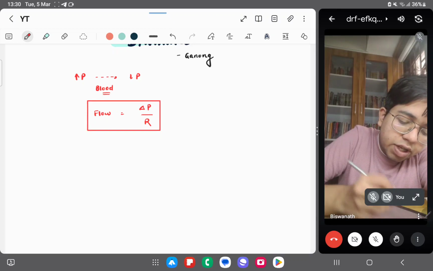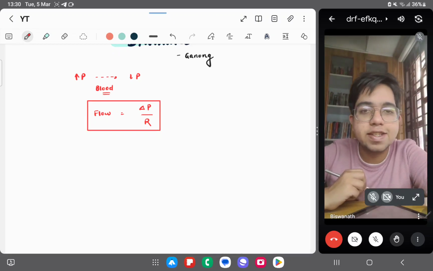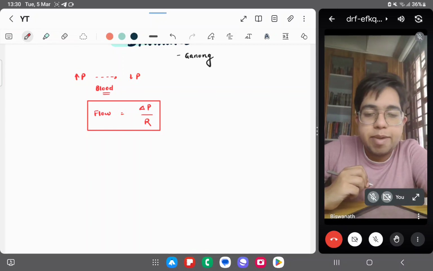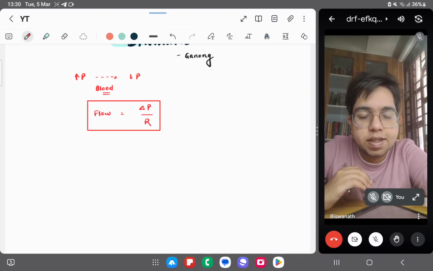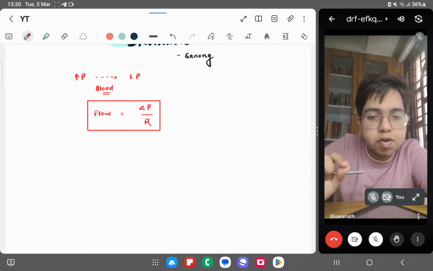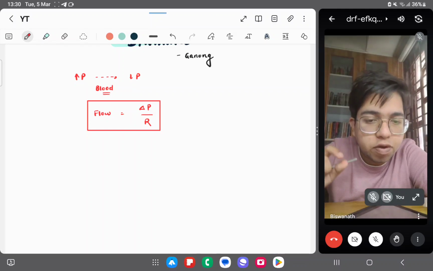So basically today's class is all about physics. If you're good in physics, you will enjoy the class. And if you're not, then you should be able to bear the class. Okay, I'll make it bearable, no problem. Flow is delta P by R, that is your pressure by resistance. And here the pressure means the effective perfusion pressure, not the absolute pressure. It is the effective perfusion pressure.